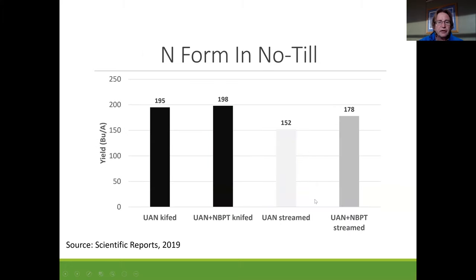Here's another study, just recently reported, comparing nitrogen form in a no-till system in corn. They used urea ammonium nitrate where they knifed it in. They used urea ammonium nitrate where they applied an inhibitor and knifed it in, and that was slightly higher yielding than the UAN knifed only. They streamed UAN and see what happened: they lost almost 40 bushels just due to applying UAN to the soil surface and not getting it into the soil. When they used an inhibitor in a stream situation, you can see that they dramatically increased their yield, but it still wasn't equal to getting UAN knifed into the soil. So again, in a no-till situation, if you're using liquid fertilizer like UAN, getting it knifed into the soil is definitely a good practice.